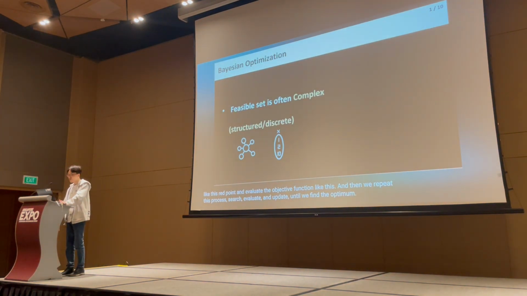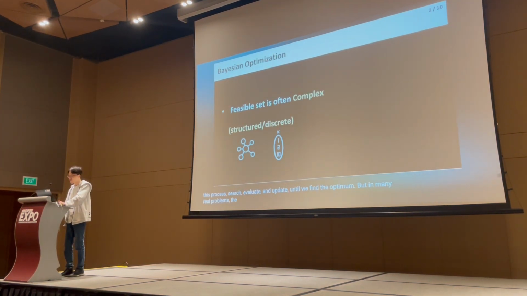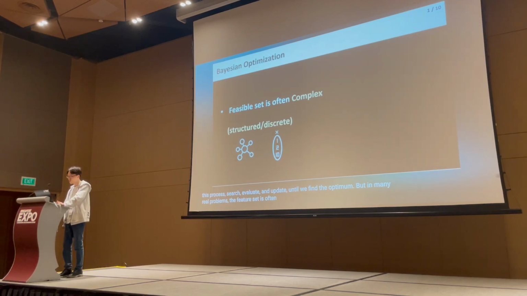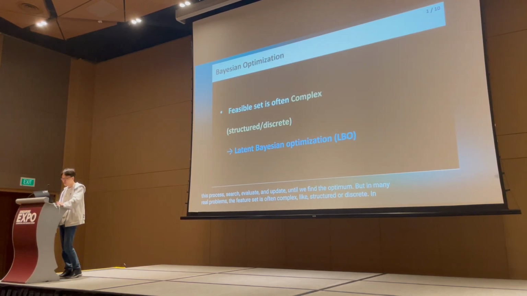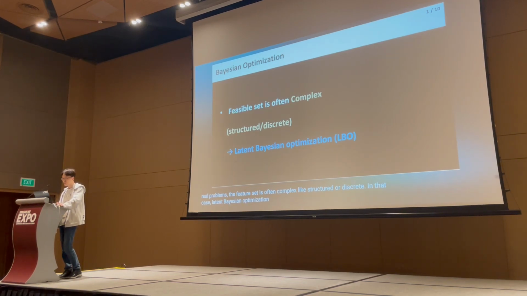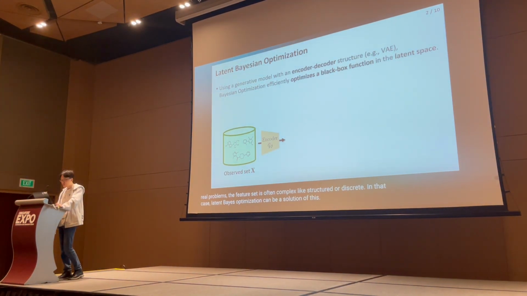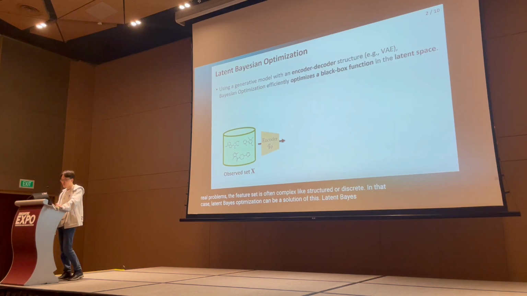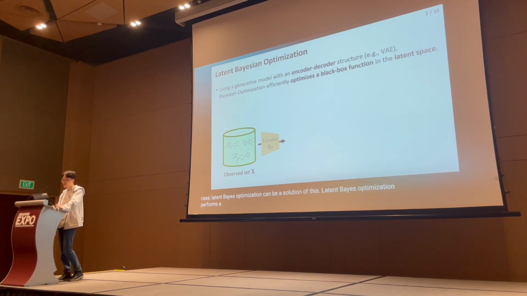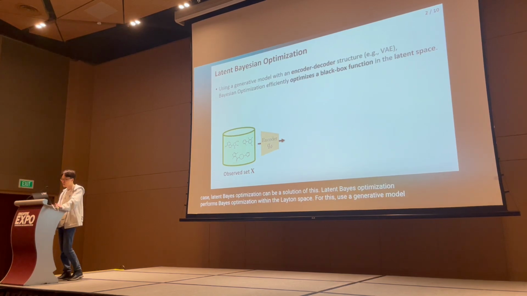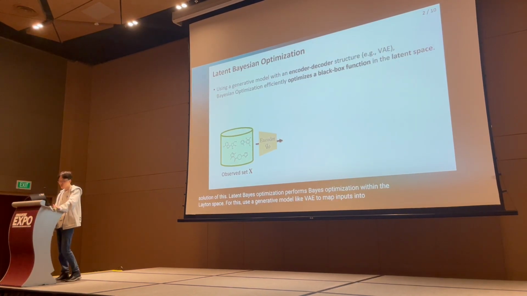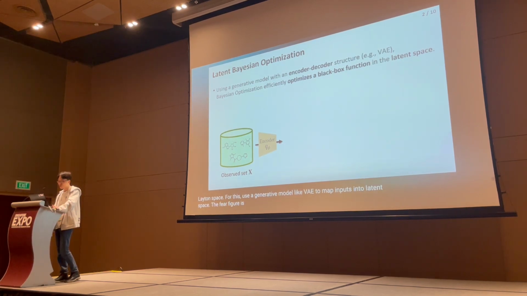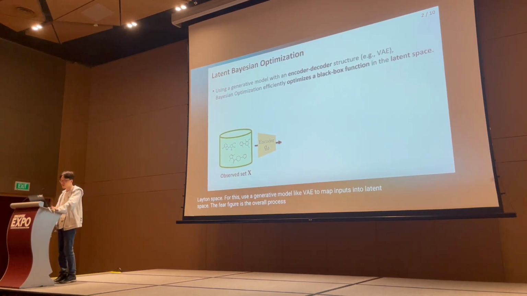But in many real problems, the feature set is often complex, like structured or discrete. In that case, latent Bayesian optimization can be a solution. Latent Bayesian optimization performs Bayesian optimization within the latent space. For this, we use a generative model like a VAE to map inputs into a latent space. The figure shows the overall process of latent Bayesian optimization.